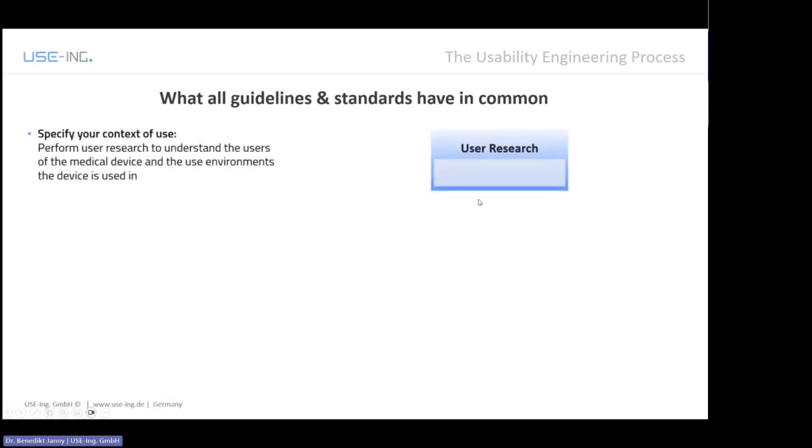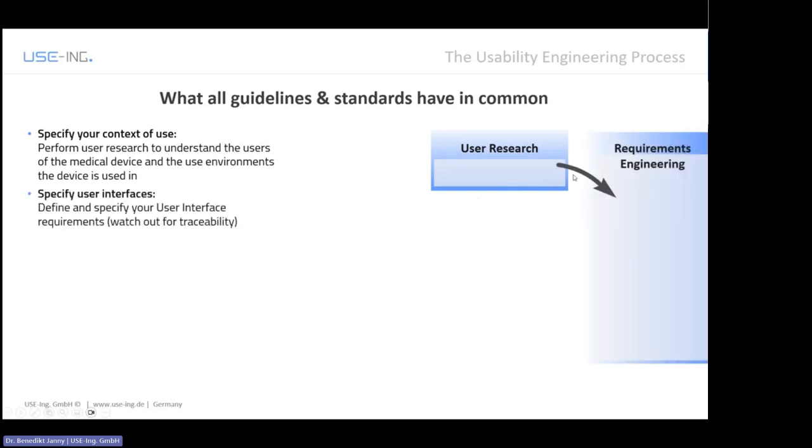So we have several guidelines. But despite regional differences, there are commonalities in guidelines and standards across the globe. All of them basically follow a similar basic structure. All require us to first understand the users and the context of use. Then you must always define and specify your user interface requirements. So we have a first link into user requirements engineering.